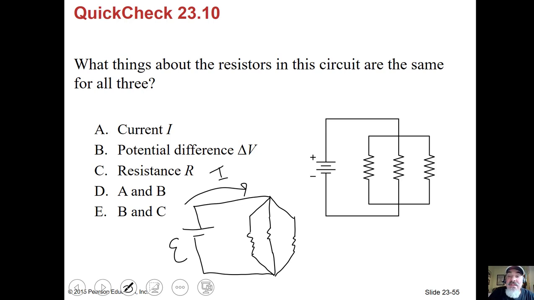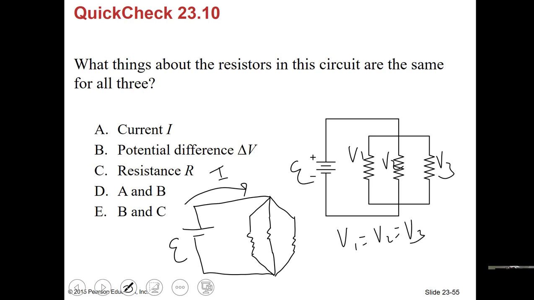But if this is V1, V2, V3, this is the battery, those are in parallel. They have the same voltage. Now, they potentially, no pun intended, could have the same current if they have the same resistance value, but they didn't tell us that they did, so we don't know that.